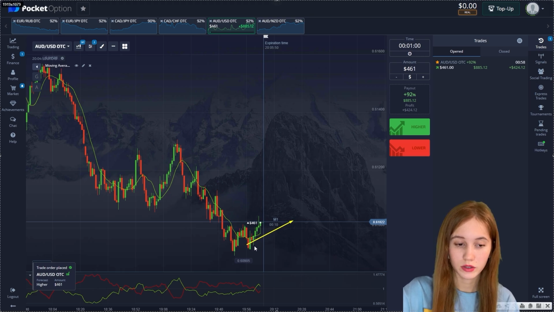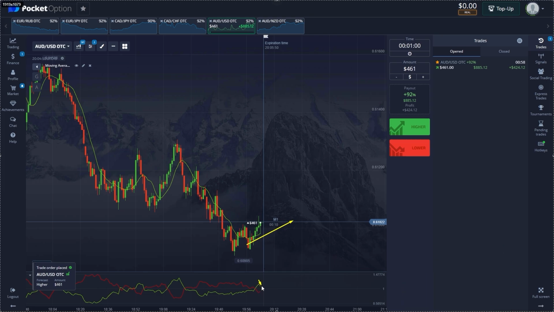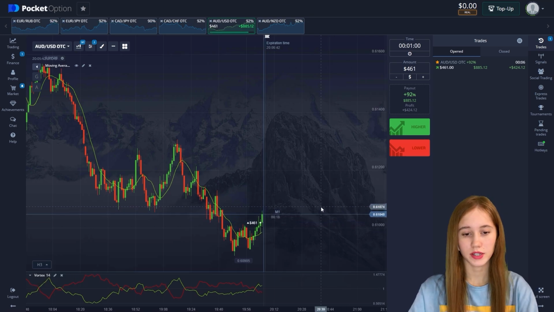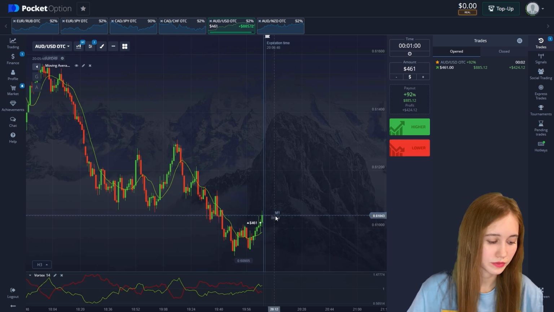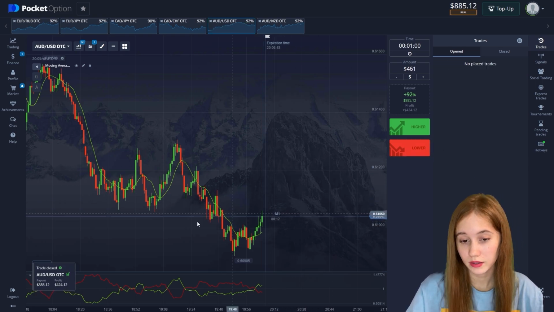Moving average is also directed in the upper range. Quite good also. It gives a good signal about position for growth. So 6 seconds left until the end. We are currently above our opening points. And yeah, plus deal.